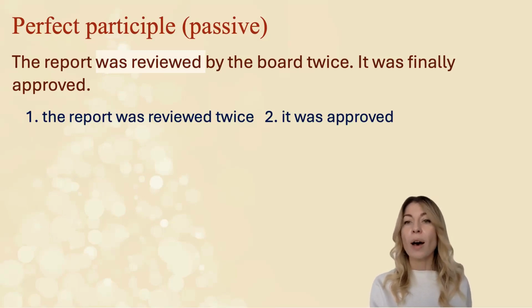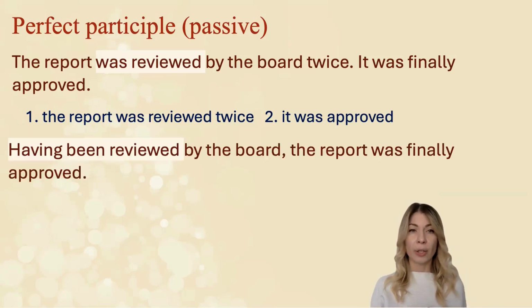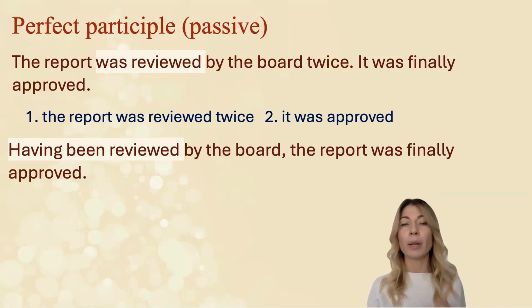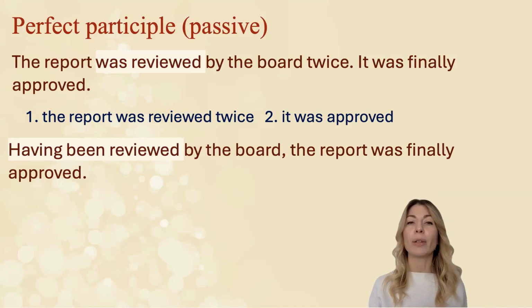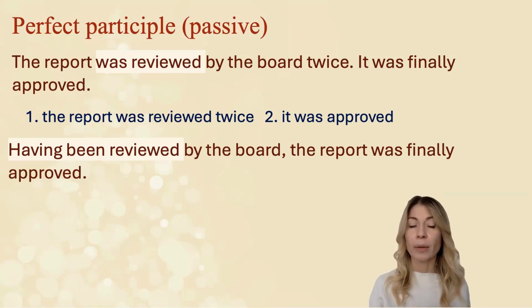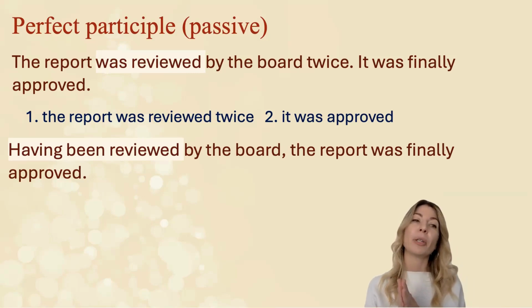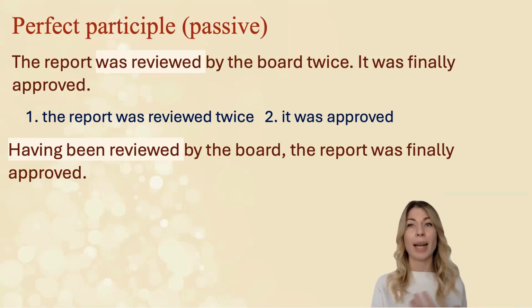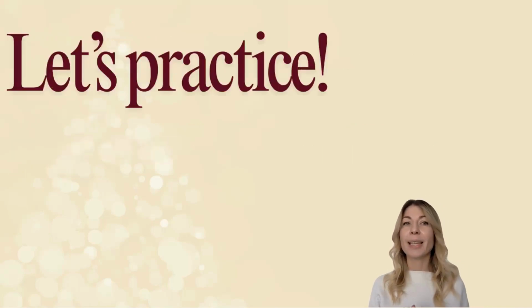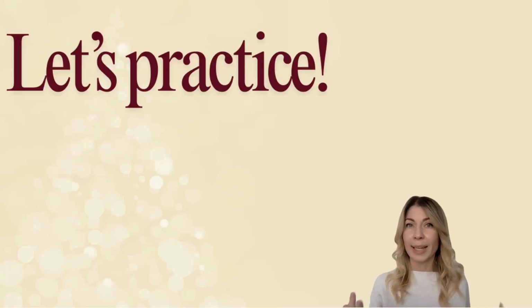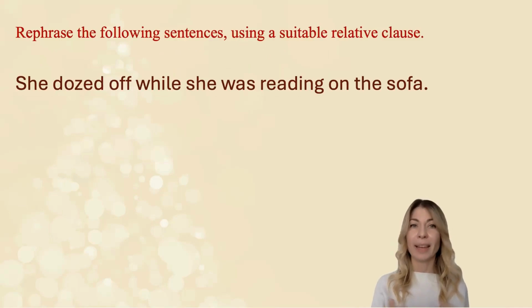So if you link these two sentences together and it's a passive form, you should use the perfect participle but passive. Having been reviewed by the board, the report was finally approved. So this is called the perfect participle form in the passive, because you can see having been, and it indicates that it happened before another past action. All right, so I hope it's more or less clear right now what forms exist and when and why we use those. Let's try a little bit and paraphrase some sentences or link them together.